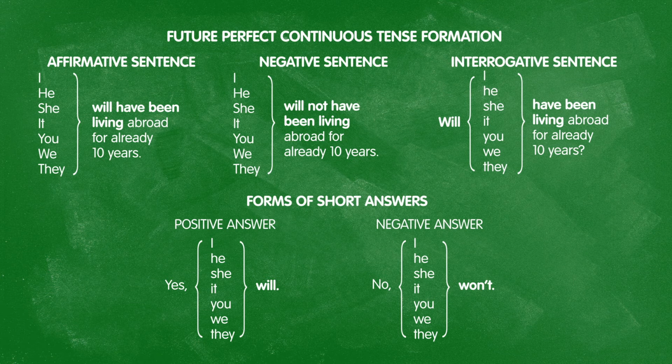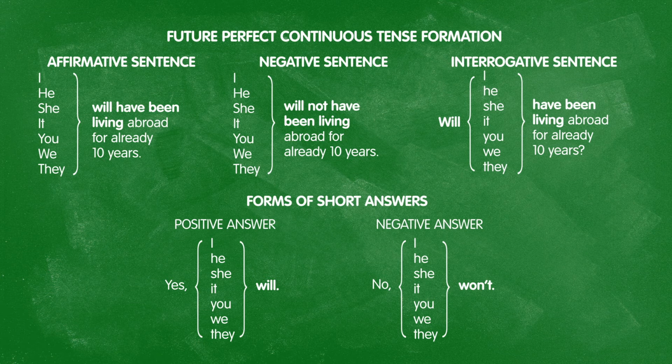To form a negative sentence, again, you just add not after the word will. And don't worry because we have a few more words in our sentences now. The negative is still the same, simply will not. For example, you will not have been living abroad for 10 years. Or, she will not have been living abroad for 10 years.